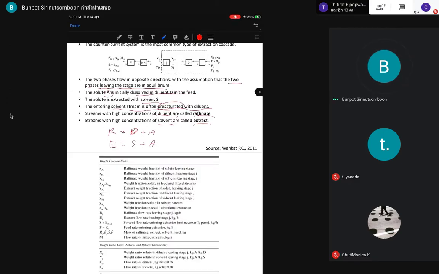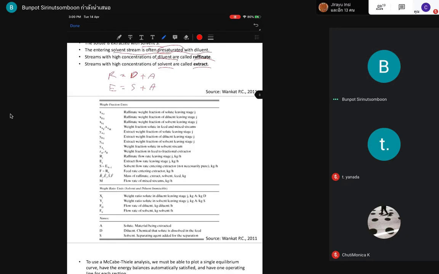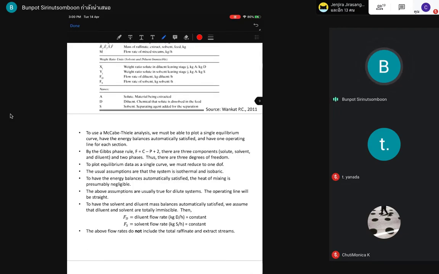Okay, and just to show you all the variables that are going on inside the unit, in the extraction unit. So these are the variables that we care about. And then, just like in absorption and stripping, we can use the McCabe-Thiele method to solve this problem. Okay, and so we're going to plot an equilibrium curve.